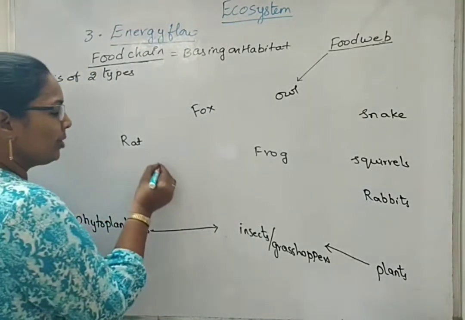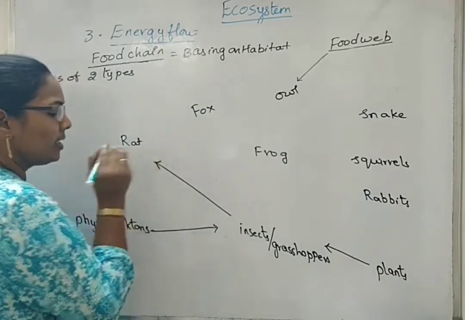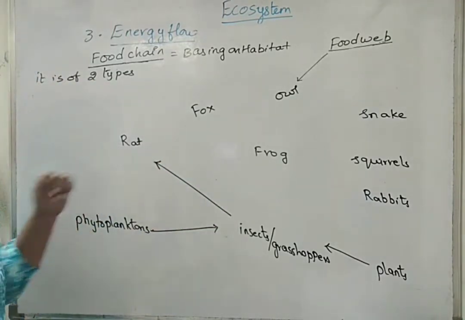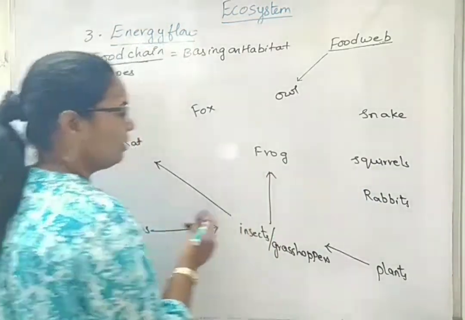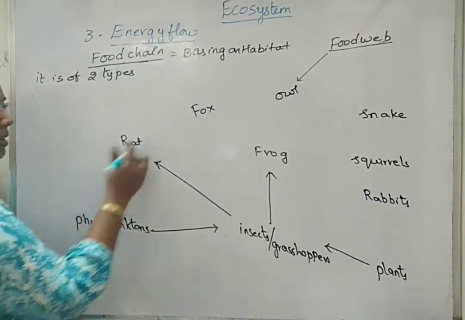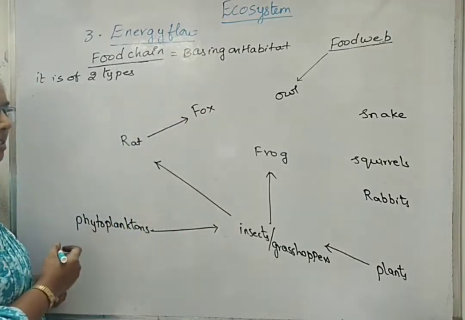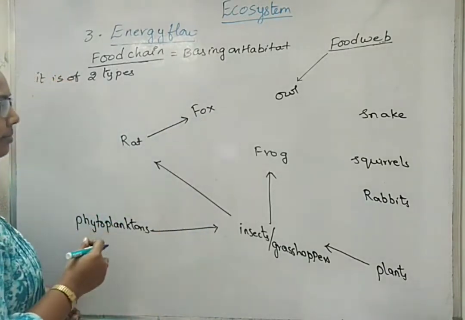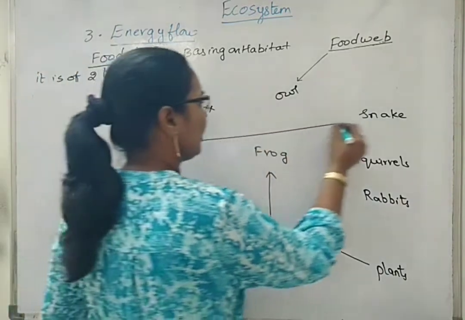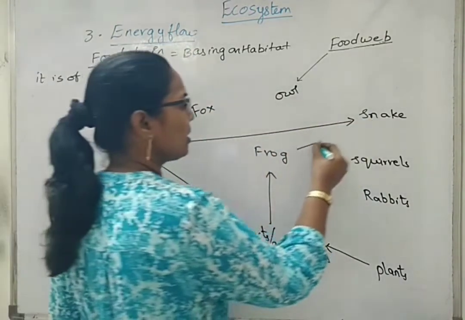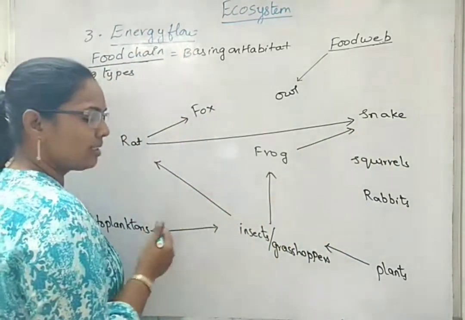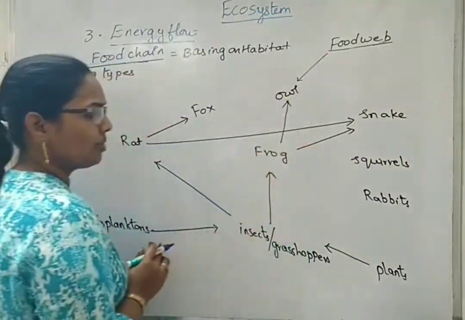Now, coming to insects and grasshoppers. These are eaten by rats. At the same time, these are eaten by frogs. Now, coming to rats. Rats are eaten by foxes. Next, rats are eaten by snakes. Next one, frogs are also eaten by snakes and frogs are also eaten by owls.